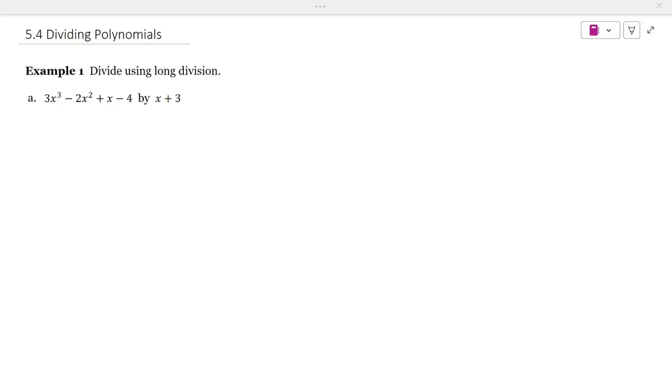So I'm starting with something here that's raised to the third power. I want to divide by something to the first power here, and then end up with something to the second power that I can hopefully factor or use a quadratic formula on. The idea behind this is to go back to division that we learned back in elementary school, for example.